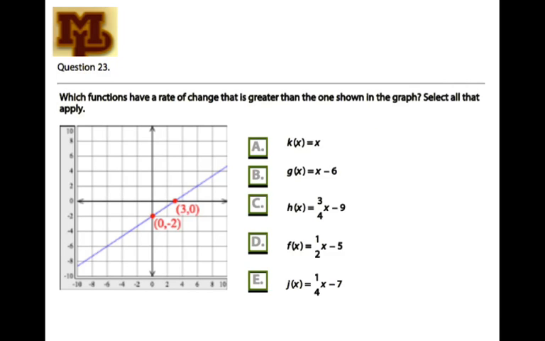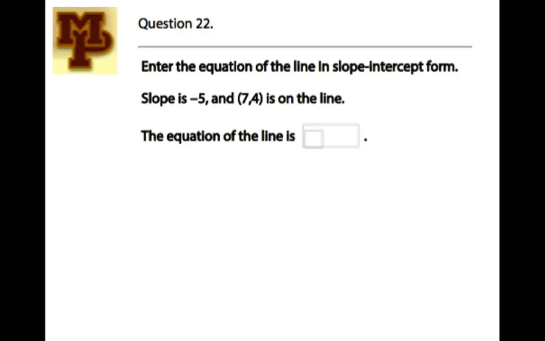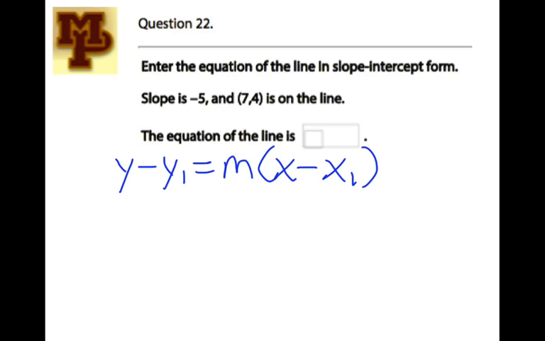Okay, I'm looking for question number 22. We're supposed to write the equation of the line. So the way I usually do this is y minus y sub 1 equals the slope, and then x minus x sub 1. This is called point slope form. So we put the point, this is the x sub 1, y sub 1, and this is the slope.